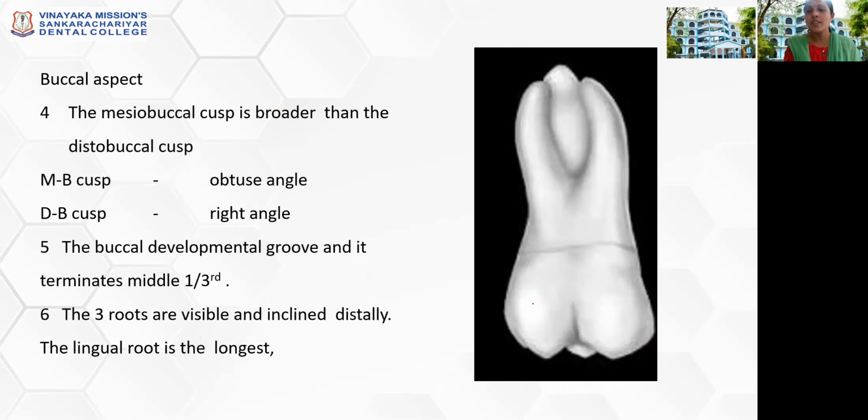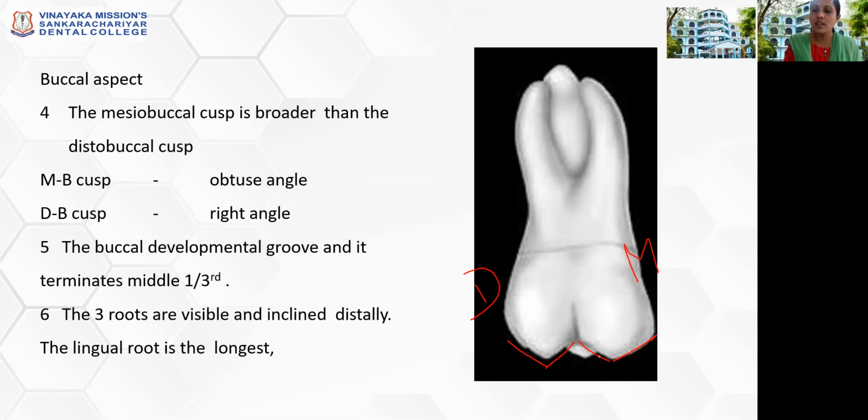So on the buccal surface, we can appreciate 2 cusps, the mesiobuccal cusp and the distobuccal cusp. Between the 2 cusps, there is a developmental groove, which is known as the buccal developmental groove. It runs from the occlusal surface and ends in the middle third of the crown. Similar to the canine and the premolar, each cusp has a mesial slope and a distal slope.